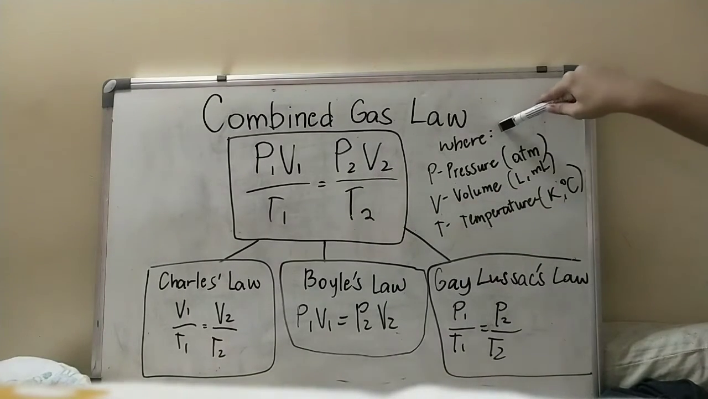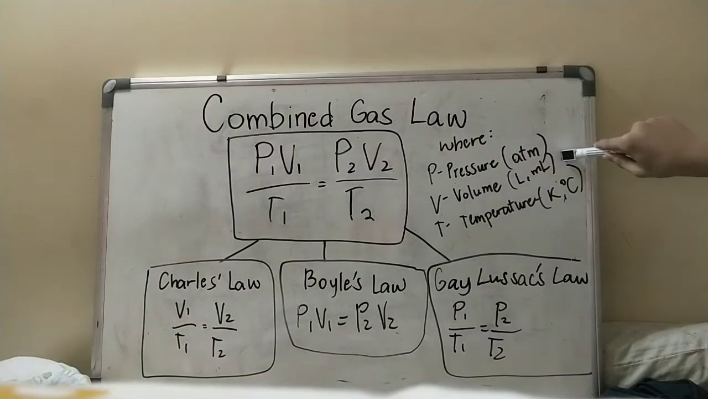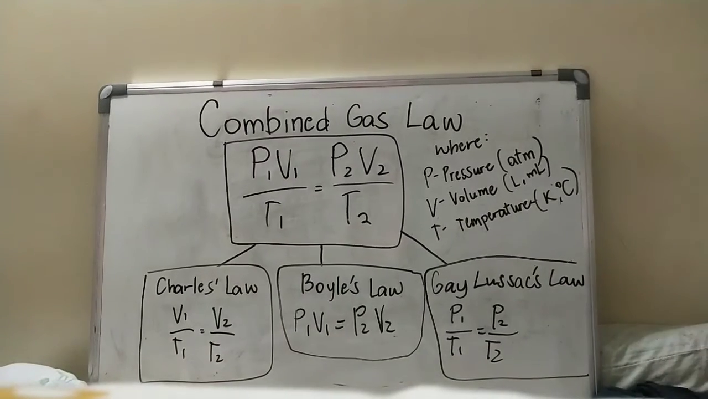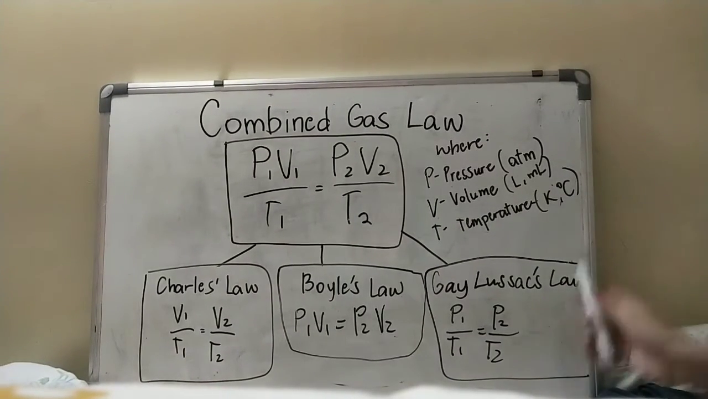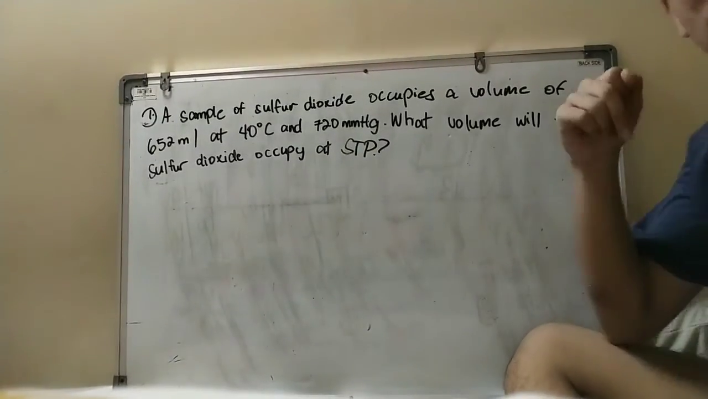The standard unit of pressure is atmosphere. The standard unit of volume is liters or milliliters, etc. And lastly, the standard unit of temperature is Kelvin, degrees Celsius, or degrees Fahrenheit. It is a true constant if the number of moles of the gas doesn't change. Now I'm going to give 5 examples to further explain what I mean. Let's now head to example number 1.